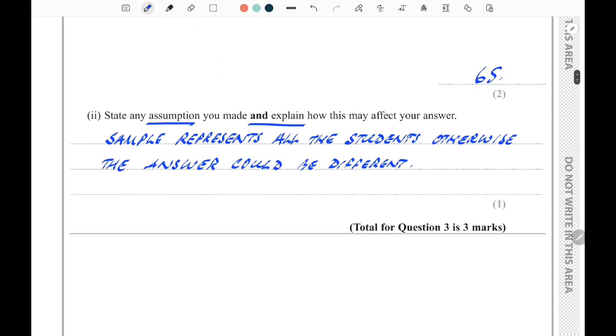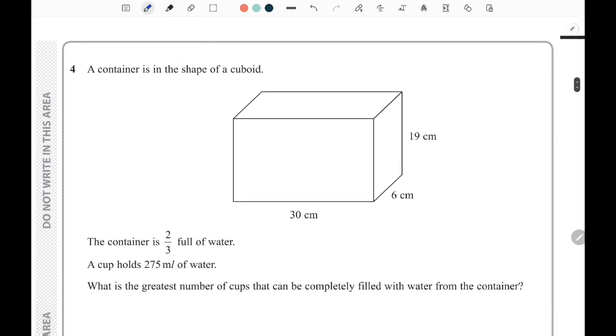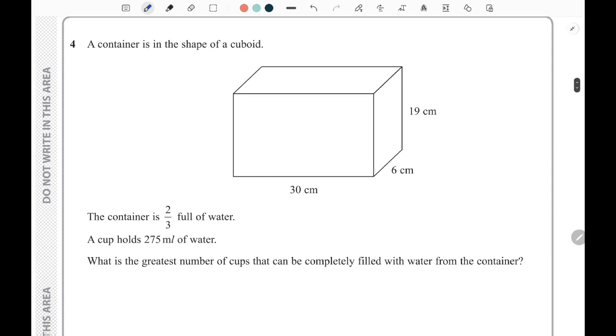It's only 1 mark. Number 4, a container is in the shape of a cuboid. We have the measurements: length, width, height, etc. And really important to note, the container is apparently 2/3 full of water, and a cup holds 275 milliliters of water. And it says, what is the greatest number of cups that can be completely filled? All right, so we're looking for whole cups.